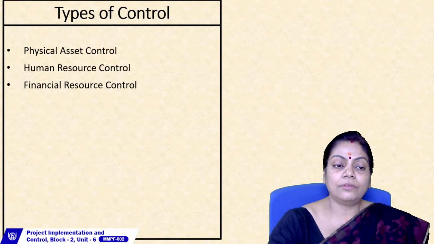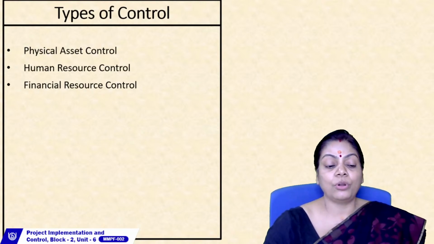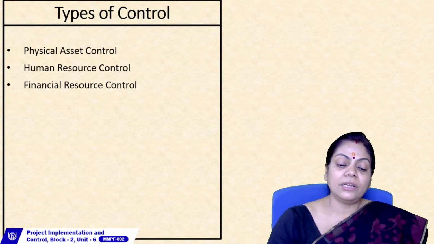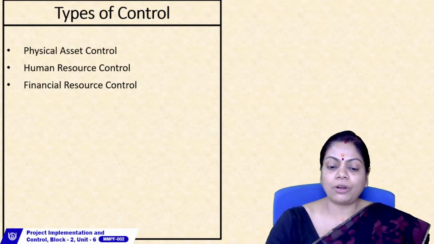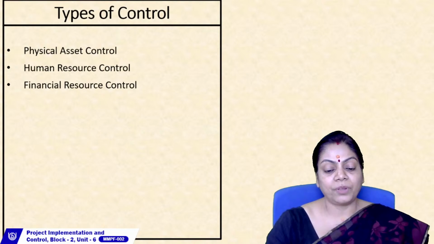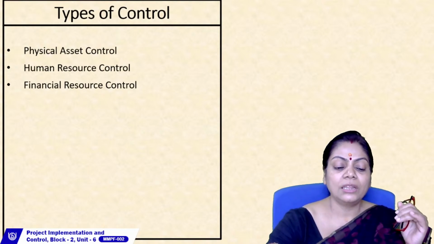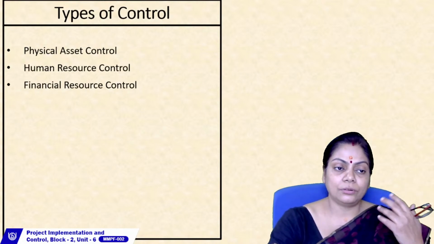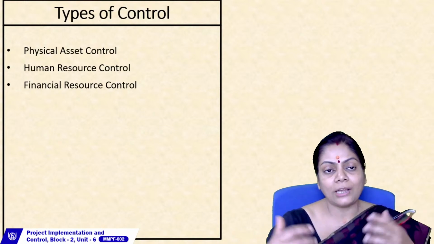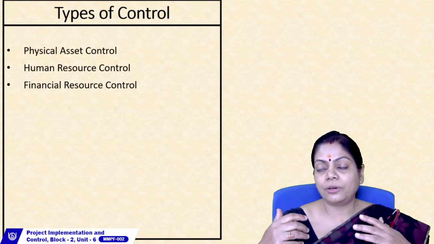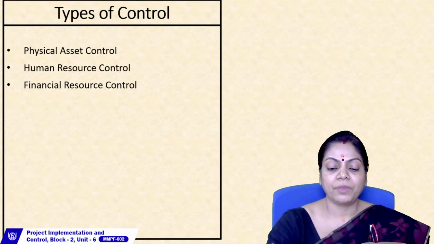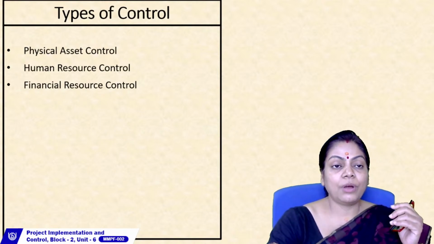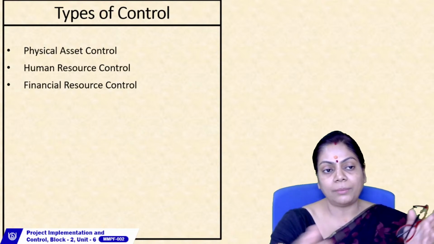Now, when we talk about types of control, we can talk about physical asset control, human resource control, or financial resource control. Physical asset control, as the name indicates, is concerned with asset maintenance. It can be preventive asset maintenance, it can be corrective asset maintenance. I hope that is self-explanatory. Then inventory, for example, can be controlled. It has to be received, it has to be inspected, it has to be certified. It could be preventive or corrective.